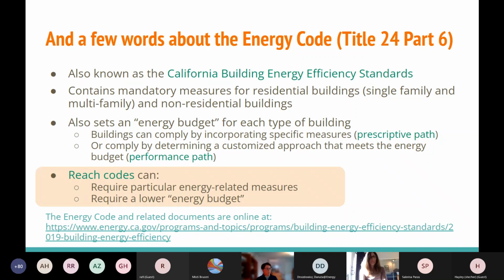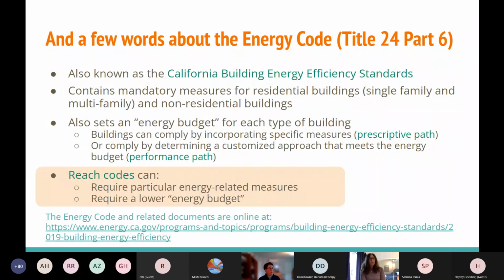to meet your energy budget. Or they can develop a customized approach using computer modeling, if you want to have more windows or something than the prescriptive path would allow. So you can develop your own method. You've got bigger windows, but better insulation on other parts of the house or something like that. And that's called the performance path. So there's mandatory measures, and then you can use a prescriptive path or performance path.